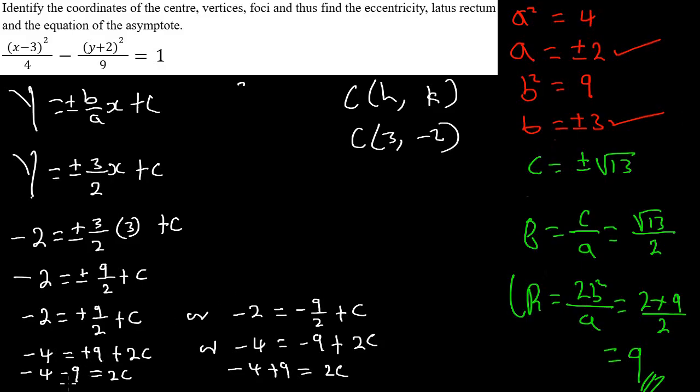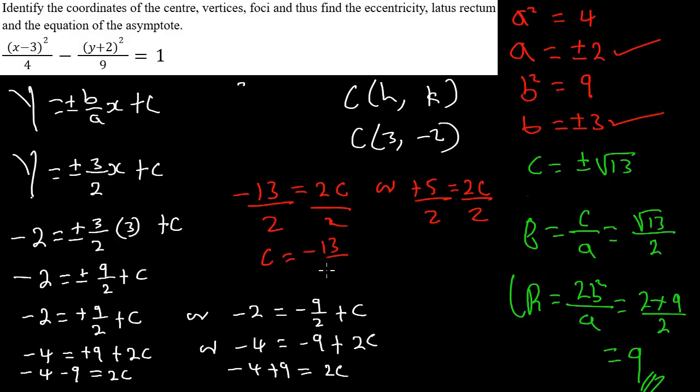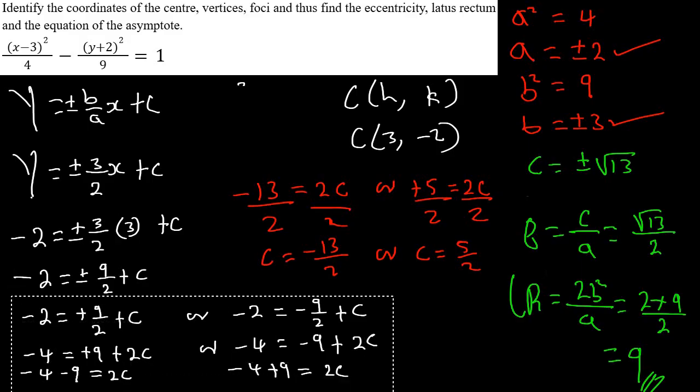So, minus 4 minus 9, that's minus 13. Minus 13 equals 2c, or minus 4 plus 9 is plus 5, so plus 5 equals 2c. Now dividing through by 2, we should have c equal to minus 13 over 2, or c equal to 5 over 2. So these are the two values of c, with which we can now get our final equation of asymptotes.